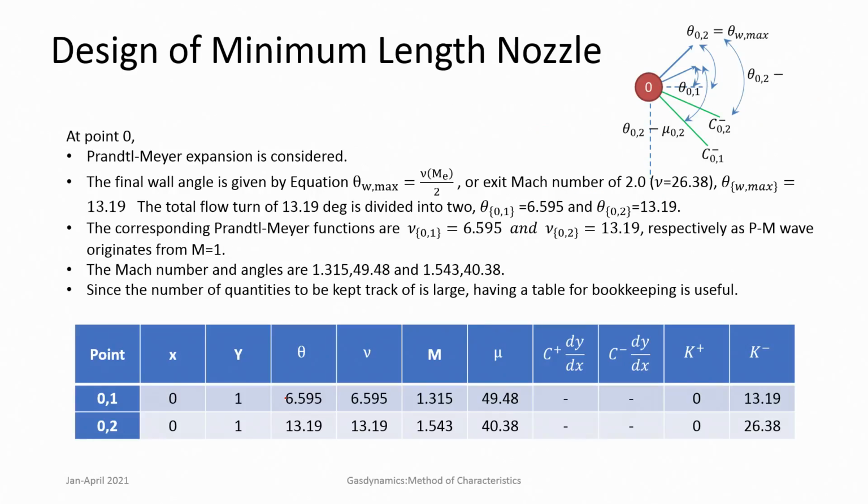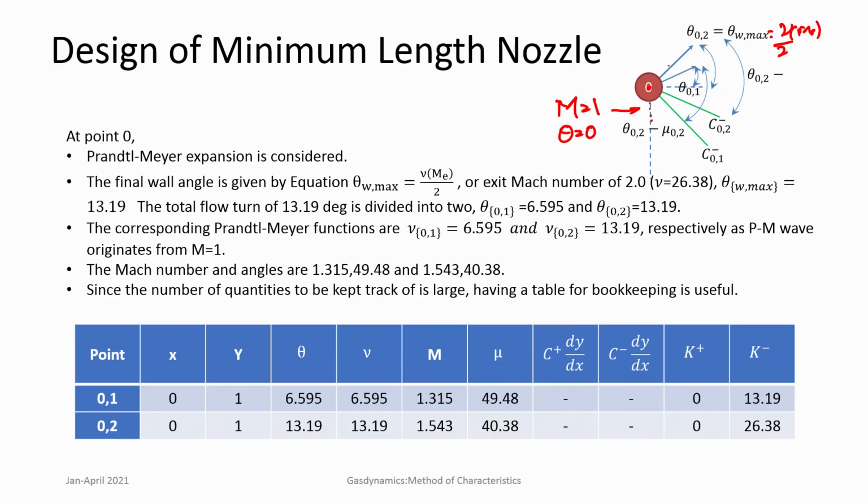So let us begin by looking at point 0. This is point 0, and the flow here is uniform with Mach number equal to 1, and the flow turns at point 0 by an angle. So Mach number equal to 1, theta equal to 0, and it turns by an angle theta wall max, which is equal to nu of M exit divided by 2.